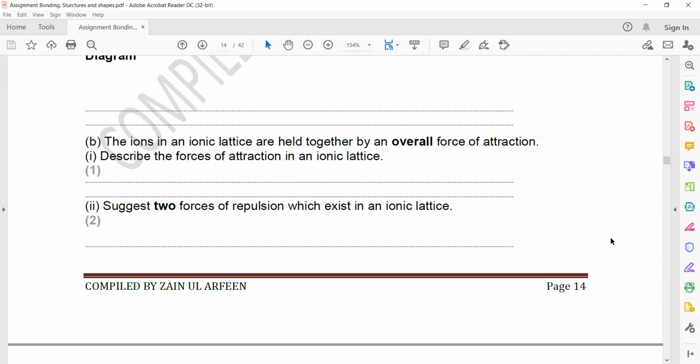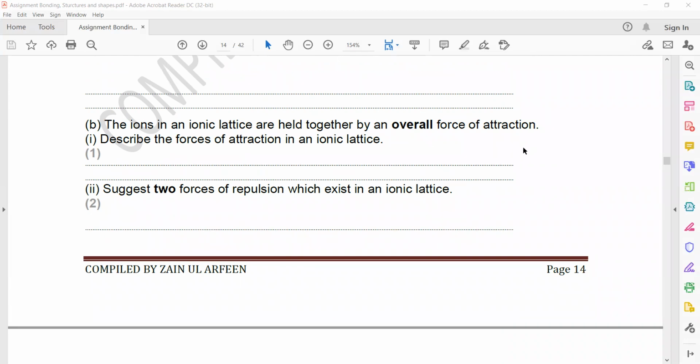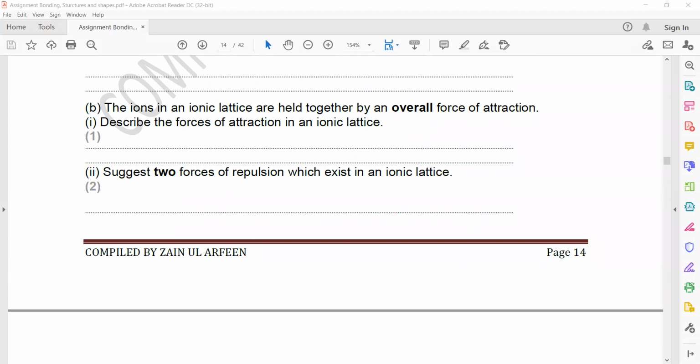Part B: the ions in an ionic lattice are held together overall by a force of attraction. Describe the force of attraction in an ionic lattice. That force is between the oppositely charged ions, the electrostatic force between the positive and negative ions. So that is the force.